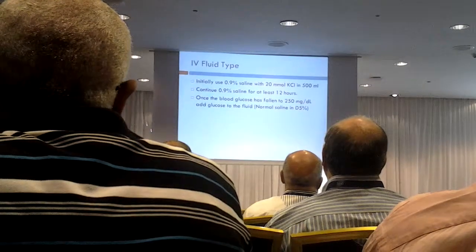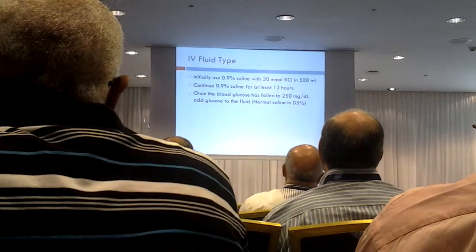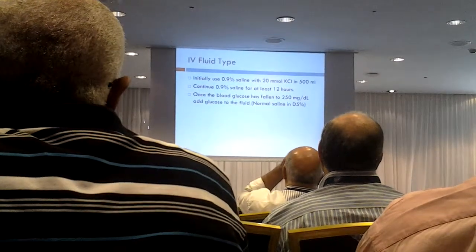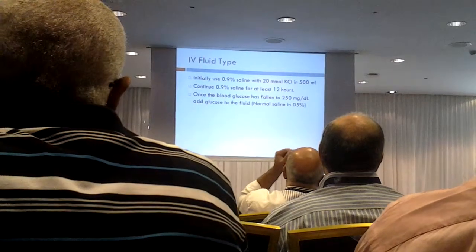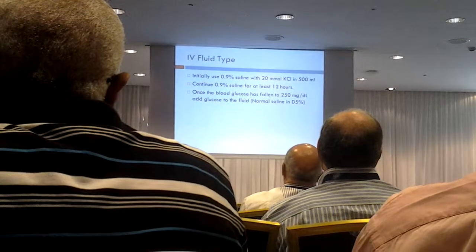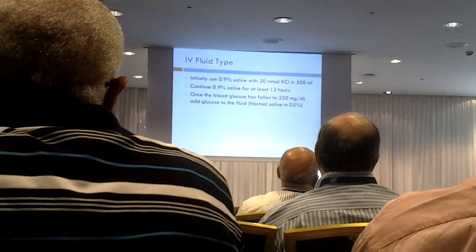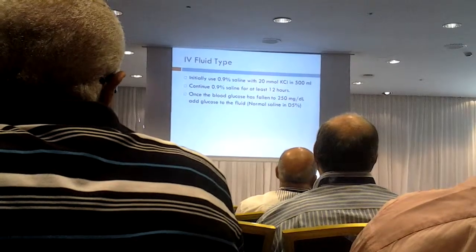The intravenous fluid type: everyone starts with normal saline with added potassium. Of course, we say added potassium only after you make sure that this child is passing urine, and they are almost always passing urine. I've not seen an anuric child with DKA in the last maybe 8 years. I've seen only one anuric child.